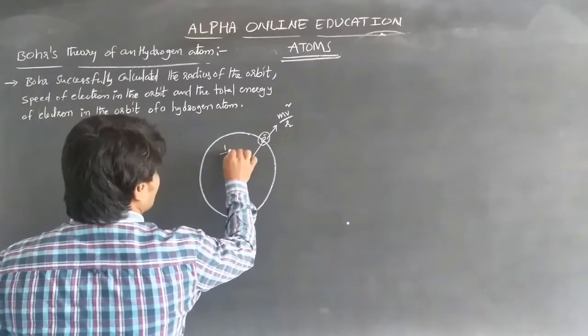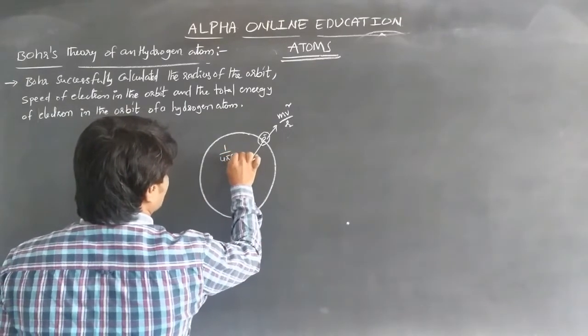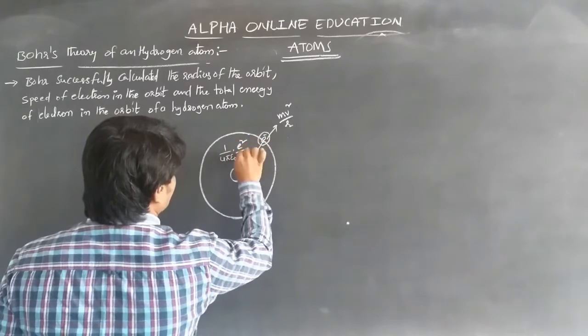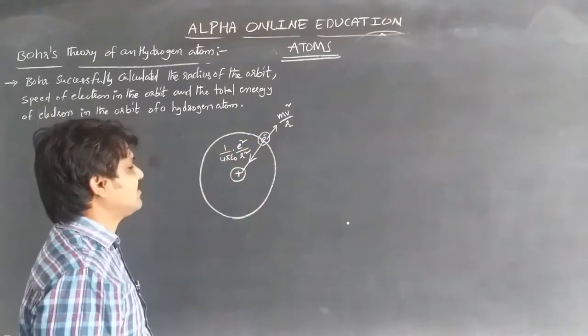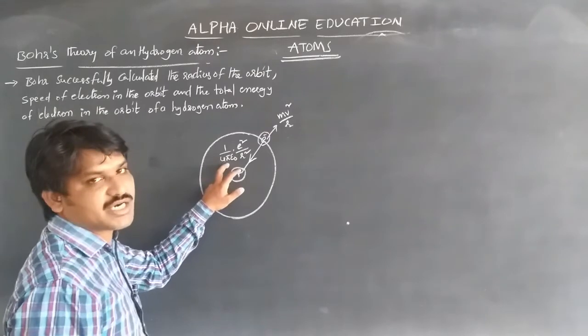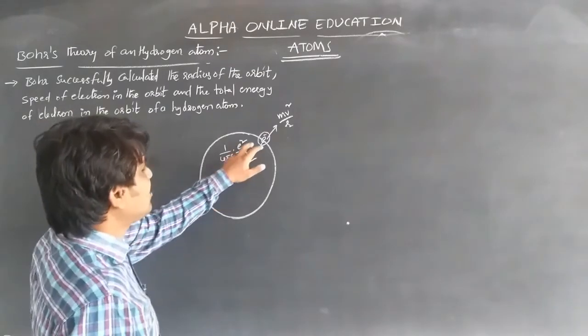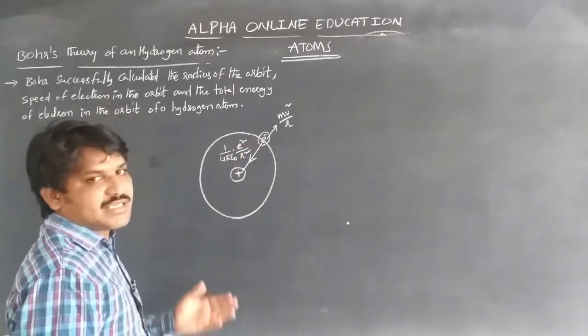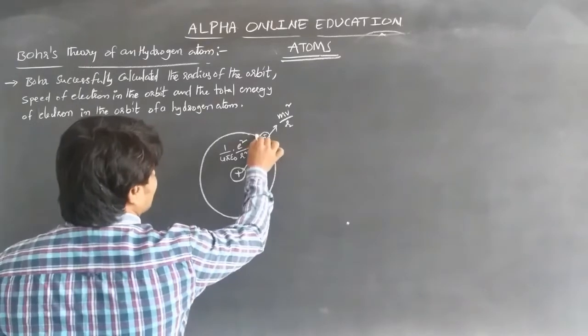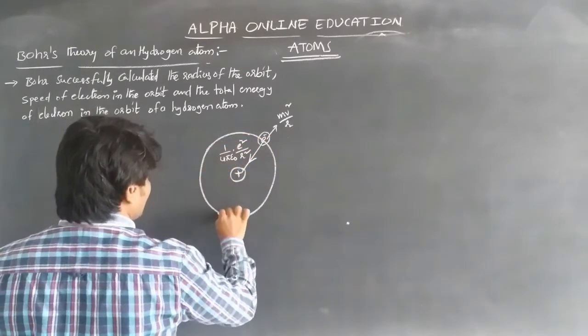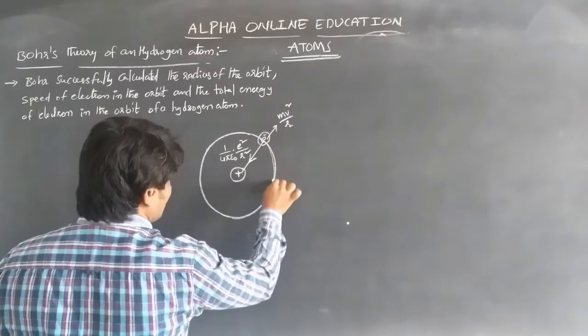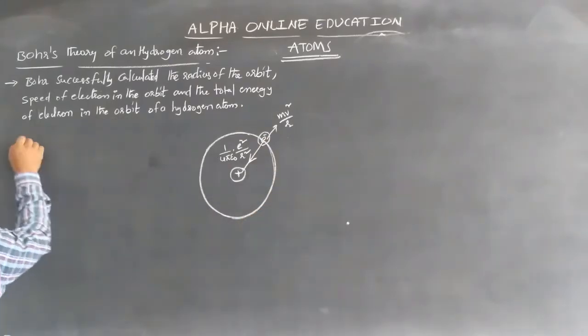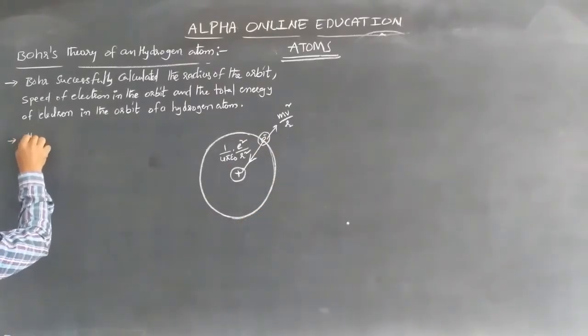That is 1 by 4 pi epsilon naught into e square by r square, which is the equation for the electrostatic force. Both are equal, balancing each other. So that's why the electron can revolve in a circular orbit according to Niels Bohr.